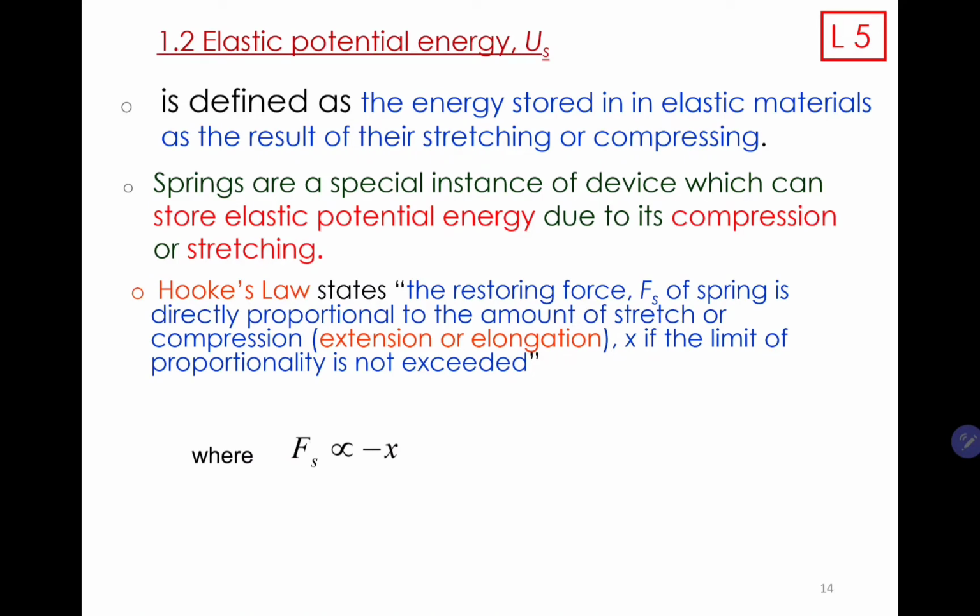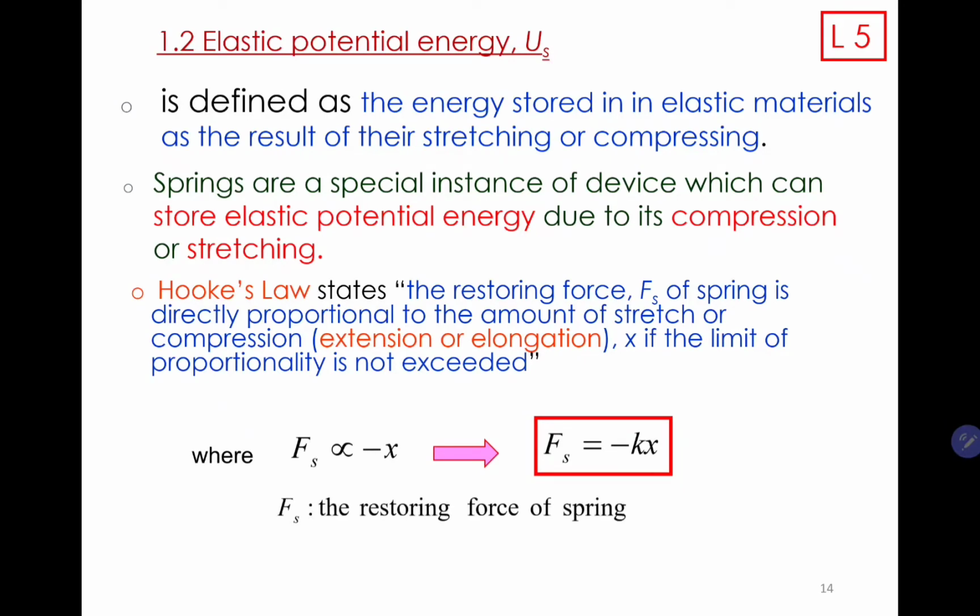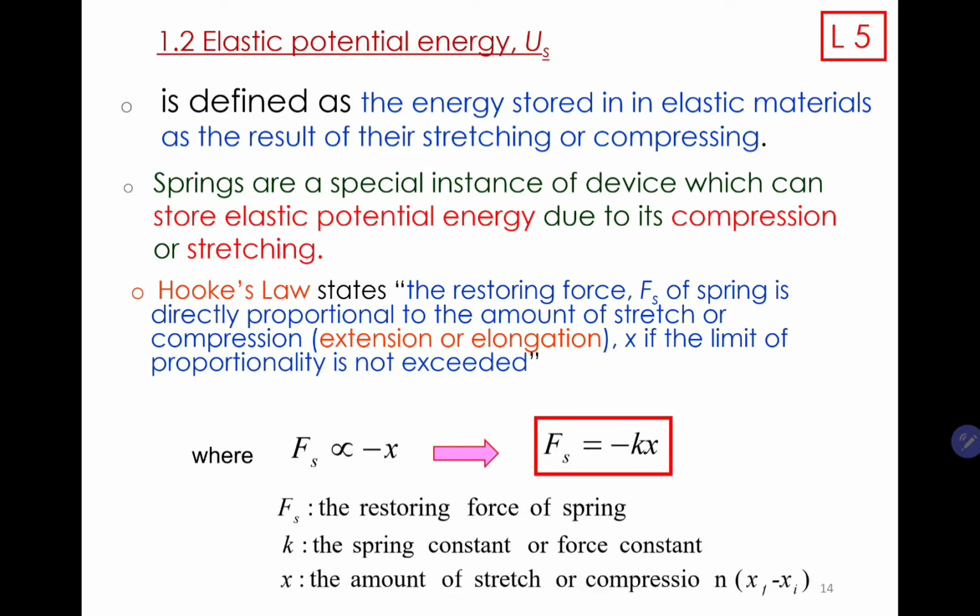Based on that, mathematically, we may take out the equation Fs equals negative kx. From this equation, we know that k represents the spring constant or the force constant, x is the amount of stretch or compression, which is x final minus x initial, and Fs represents the restoring force of the spring. Again, the negative here represents direction only, where the restoring force is in the opposite direction of the change of length.